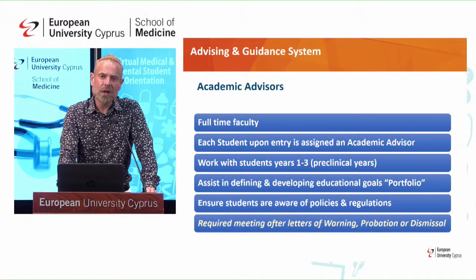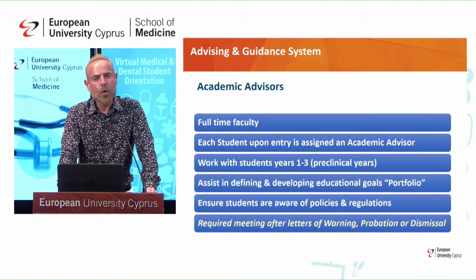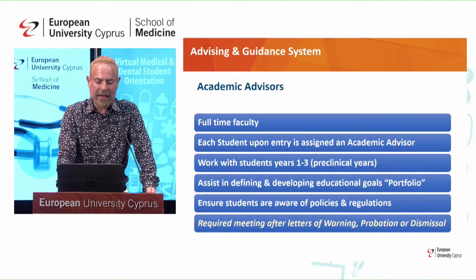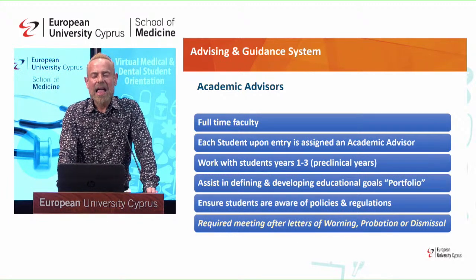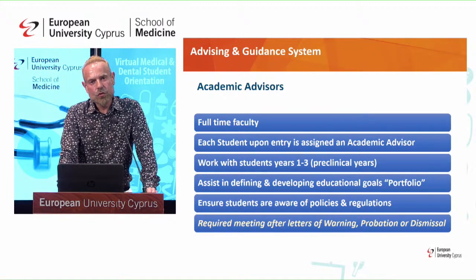Each one of you is assigned to a different academic advisor, as I'm going to show in my next slide. And normally the academic advisors work with the students for the first 3 years. Because when the first 3 years elapse, and we call those 3 years the preclinical years, then the student is assigned to a clinical advisor.